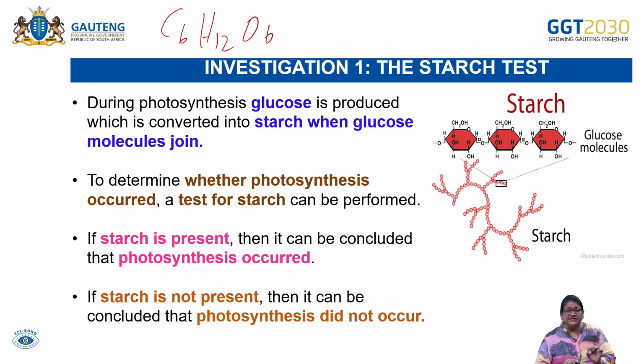You've got to do a starch test to check if photosynthesis is occurring. So if starch is present, then it can be concluded that photosynthesis has occurred. If starch is absent or not present, there's a negative starch test, then you can conclude that photosynthesis did not occur. Okay.